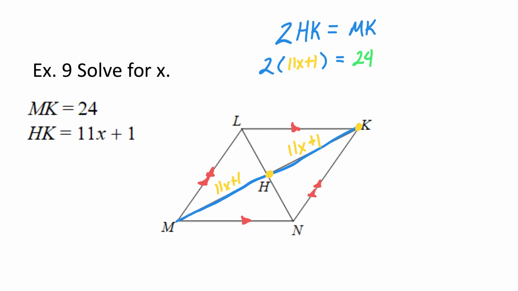So my suggestion to you on this, we're going to divide. Instead of distributing a 2 that we're going to eventually divide back out, let's just divide by 2 right now, save ourselves the aggravation. We'll move this over here. So now we're at 11x plus 1 equals 12.